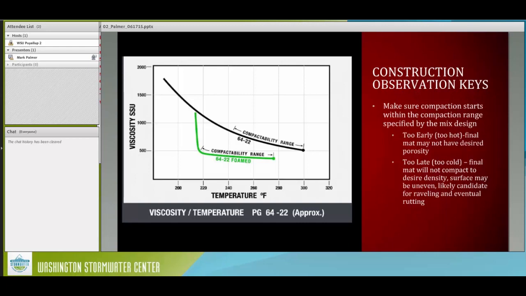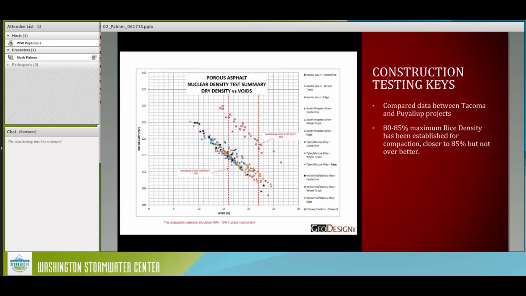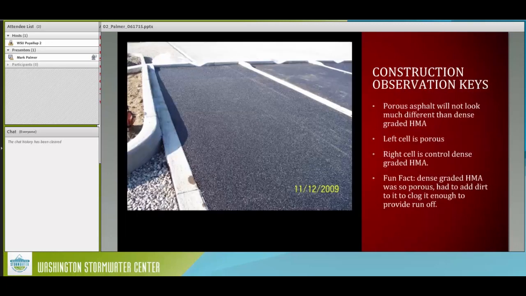But again, we don't want to be either too early or too late on the compaction effort. City of Tacoma and City of Puyallup did comparisons on percent dry density versus voids on some of our porous asphalt pavements, and that's how we derived that we should be at 80 to 85% of maximum Rice density for our density specification.